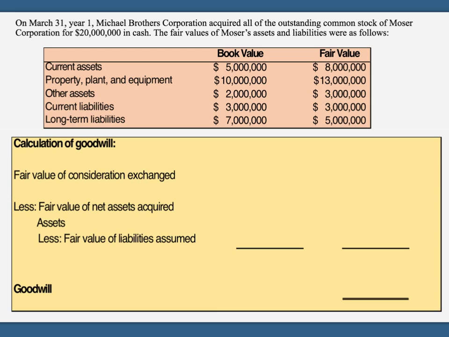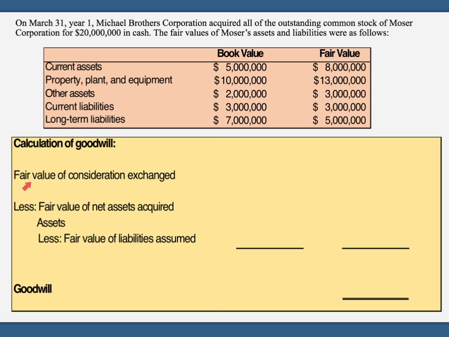Before we solve for goodwill, I want to briefly explain what goodwill is. Goodwill is any intangible asset that can't be specifically identified. It could be the value of a brand, it could be customer relationships or a certain patent or technology that a certain company has. So it's some sort of intangible asset, and it is solved for by taking the fair value of consideration exchanged less the fair value of net assets acquired, and that will give you your goodwill.